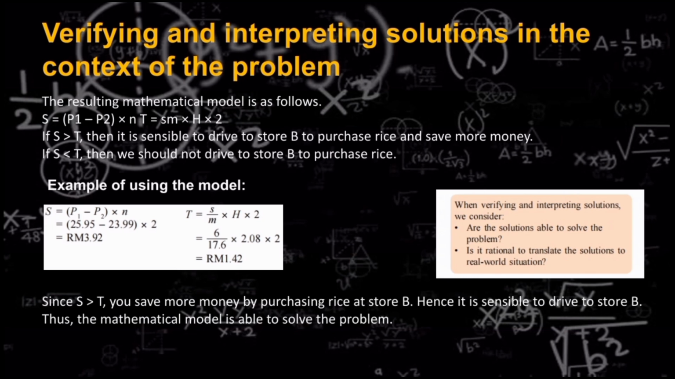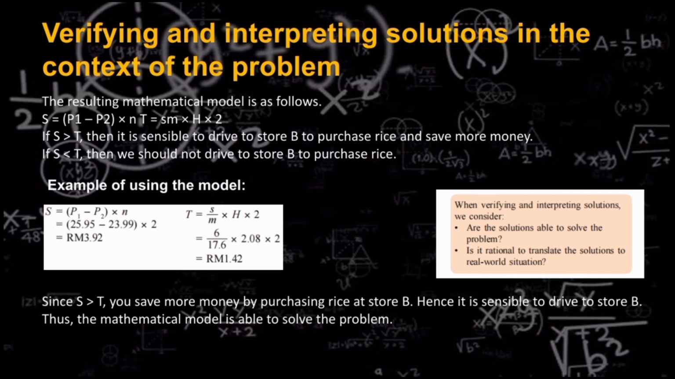Verifying and interpreting the solution in the context of the problem. The resulting mathematical model is as follows. S equals P1 minus P2 times N. T equals S in km times H times 2. If S is bigger than T, then it is sensible to drive to store B to purchase rice and save more money. If S is smaller than T, then we should not drive to store B to purchase rice.